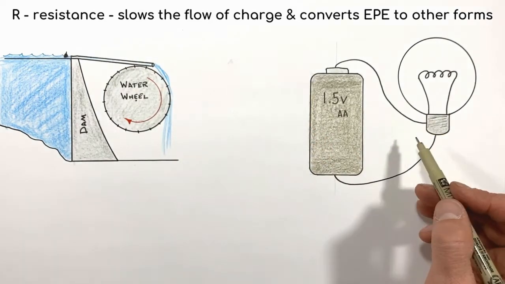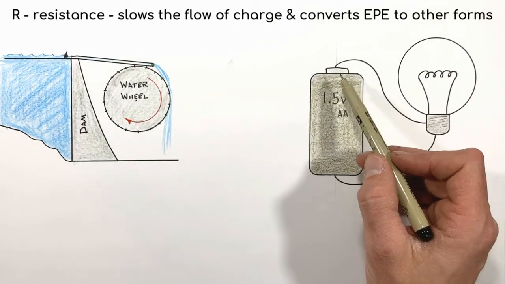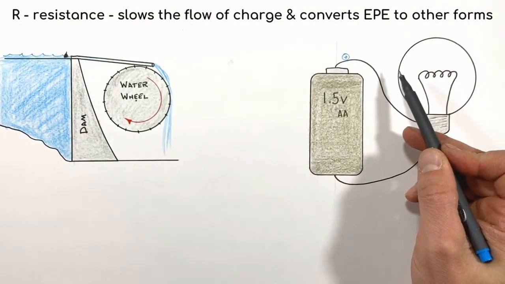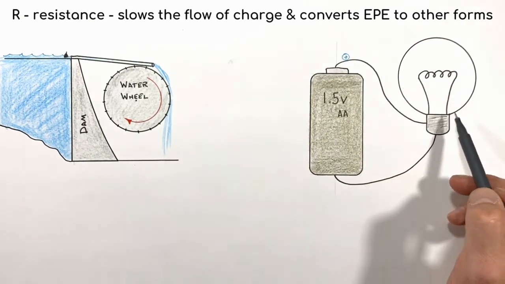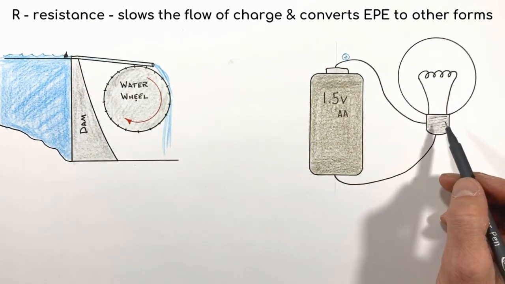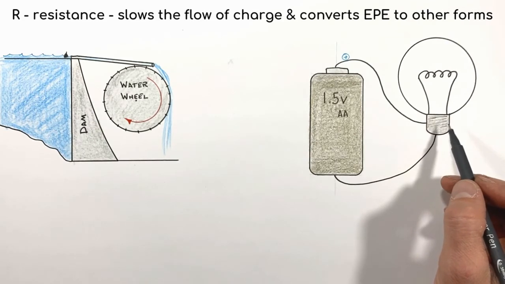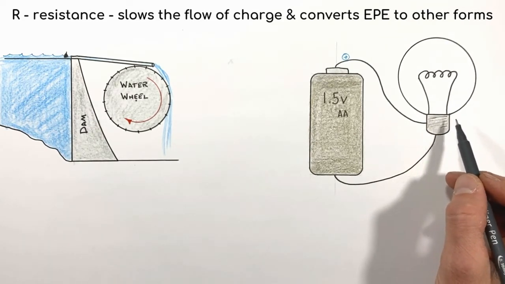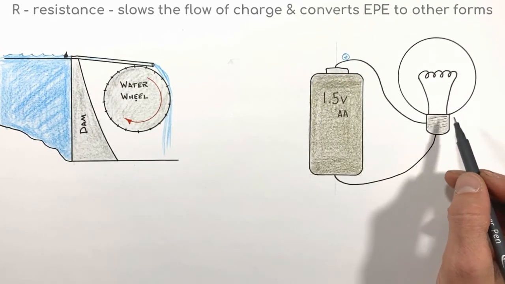Now, in a very similar way, the battery provides a charge with some electrical energy. And when that charge gets to a resistor, a light bulb, its electrical energy is going to be used up, or really the resistor is going to turn the electrical energy into other forms of energy, like light and heat.